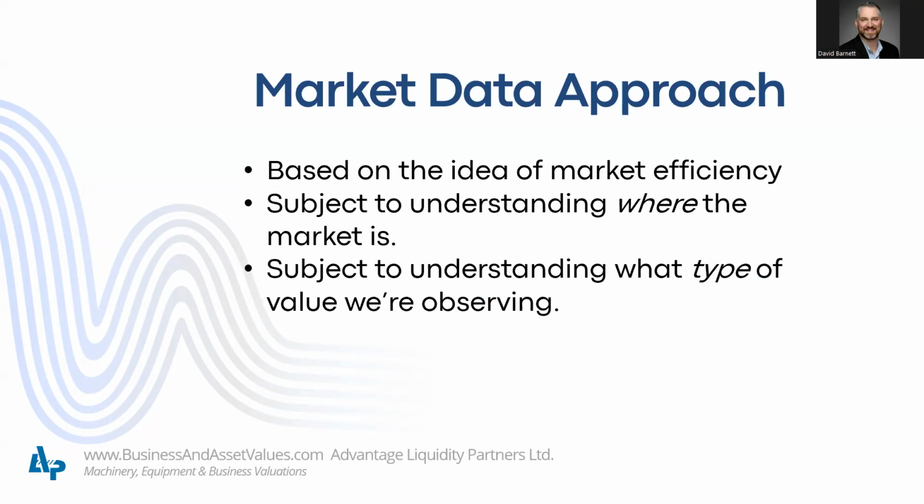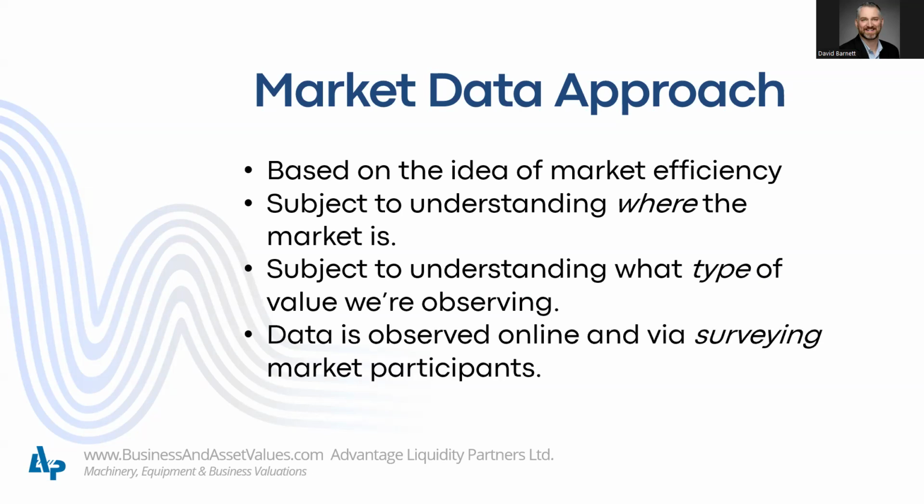We also need to observe, we have to have an understanding of what type of value we're observing. So, for example, we could be going out and talking to several different kinds of market participants. We could talk with an auctioneer who might tell us that they just sold a certain piece of equipment for $3,000. We could talk with a dealer who says that they just bought a piece of equipment from another business and they paid $6,000 for the same piece of equipment that the auctioneer just sold.